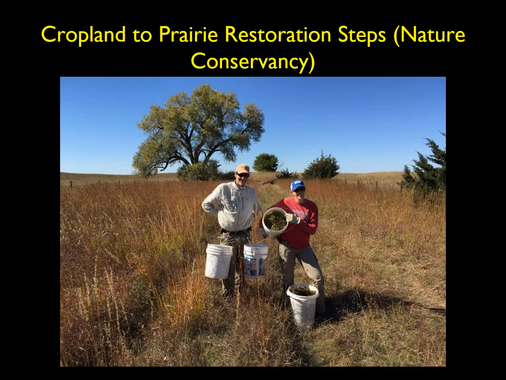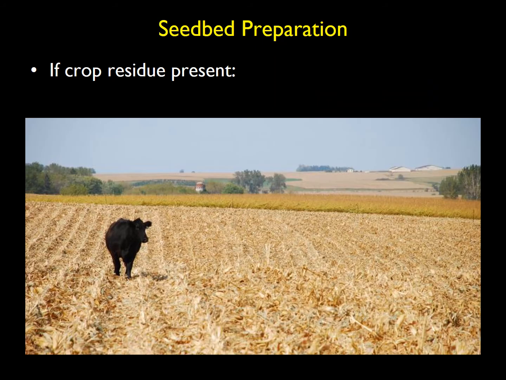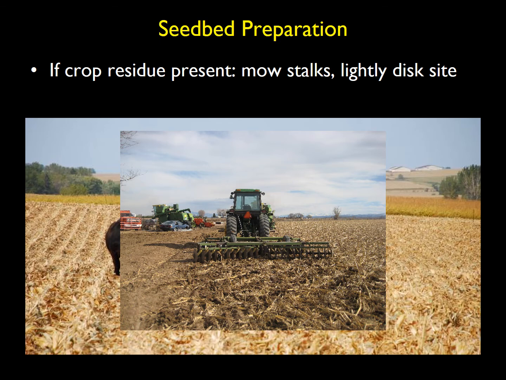Okay, so here's what the Nature Conservancy recommends if you're going from cropland to prairie restoration. So it's going to depend on the history of the land. And so if it's just recently been farmed and you have crop residue present, so for instance, corn stalks or something like that have been left on the land, then what they recommend is to go ahead and mow all of that down, right? So that's going to accelerate the process of decomposition. So you're breaking that residue into smaller pieces. And then they recommend lightly disking the site.